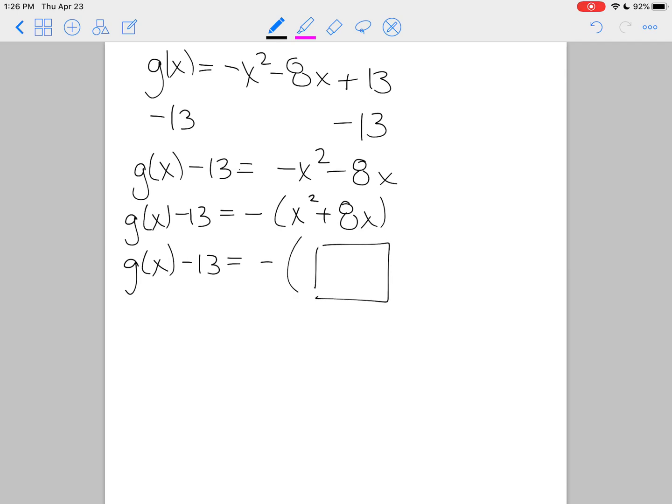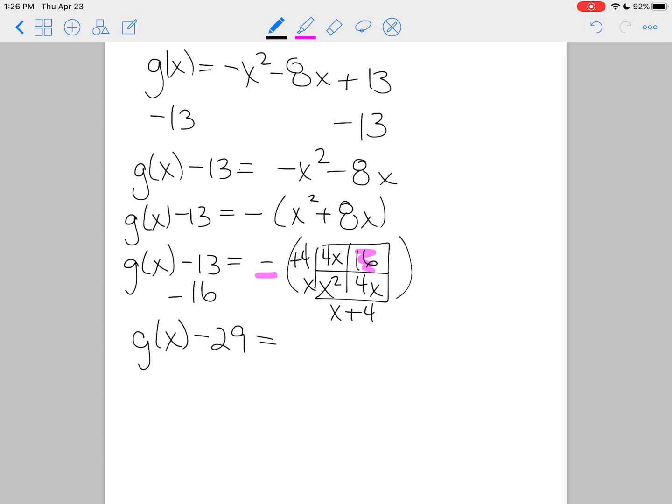Okay, I'm going to make a box. X squared goes here. I'm going to split the 8x into 4x and 4x. And that gives me x plus 4, x plus 4. 4 times 4 is 16. But we don't have a regular 16, we actually have negative 16, because if I were to write this all out, I would end up with a negative 16. So I need to minus 16 on the other side too. So g of x minus 29 equals negative x plus 4 squared. And then move that 29 over.